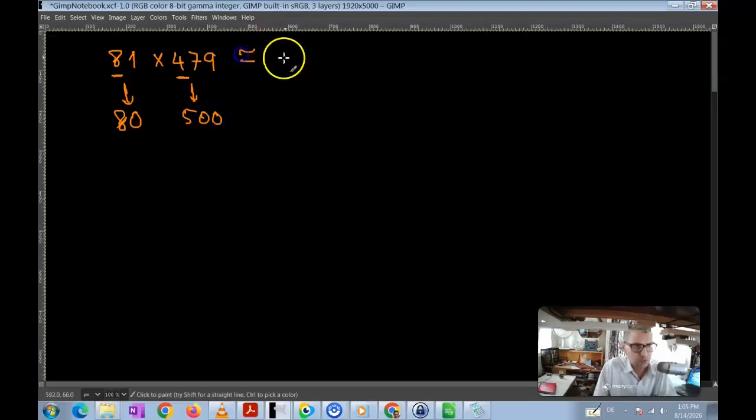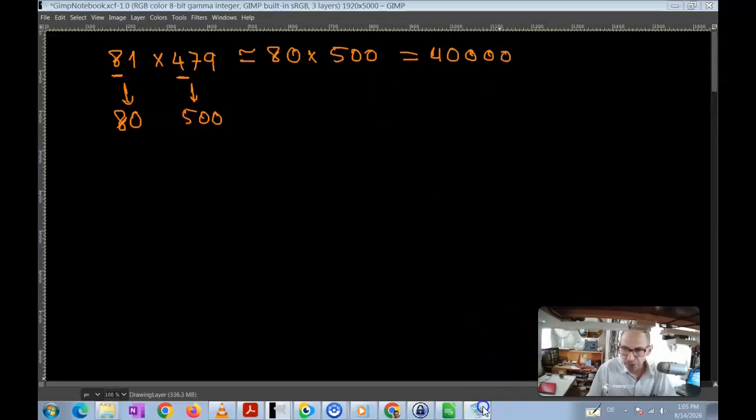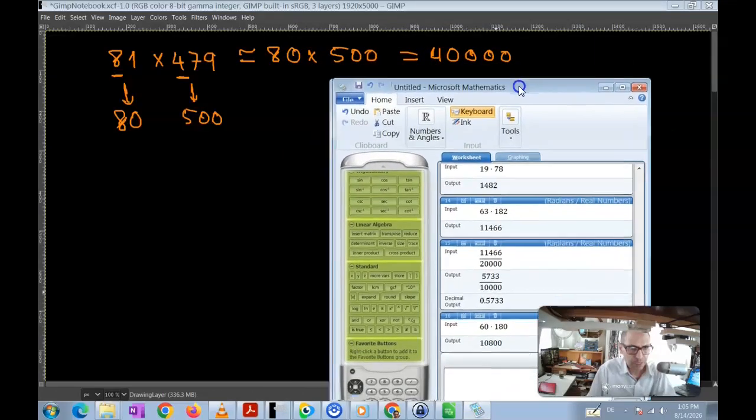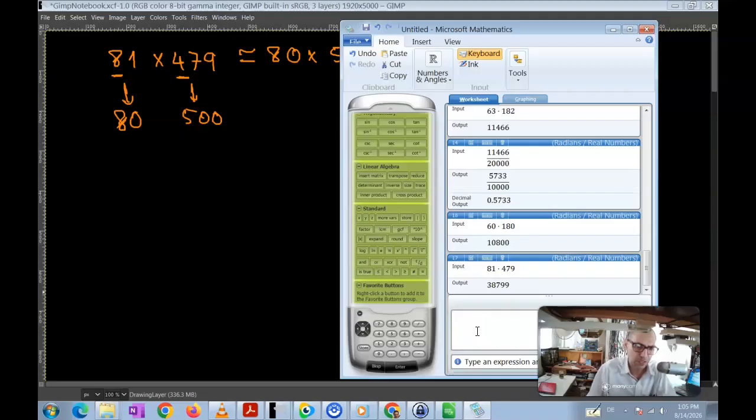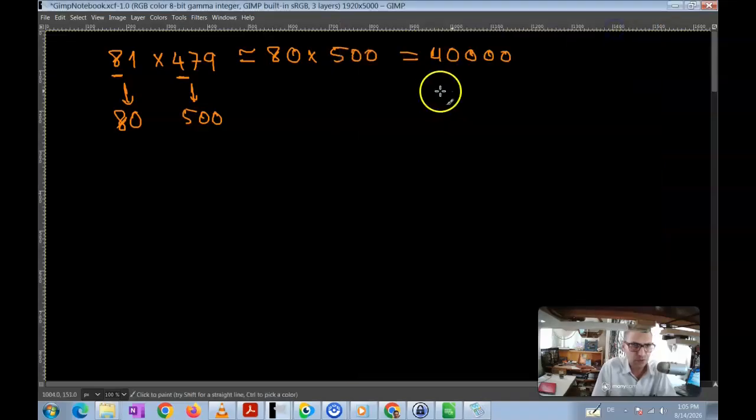So this is going to be very close to 80 times 500, and that's the same thing as 8 times 5 is equal to 40, and then you have 1, 2, and 3 zeros over here. That's 40,000. And if we do the actual calculation, 81 times 479 is 38,799, which is very close to 39,000, and what we got over here is 40,000, very close.